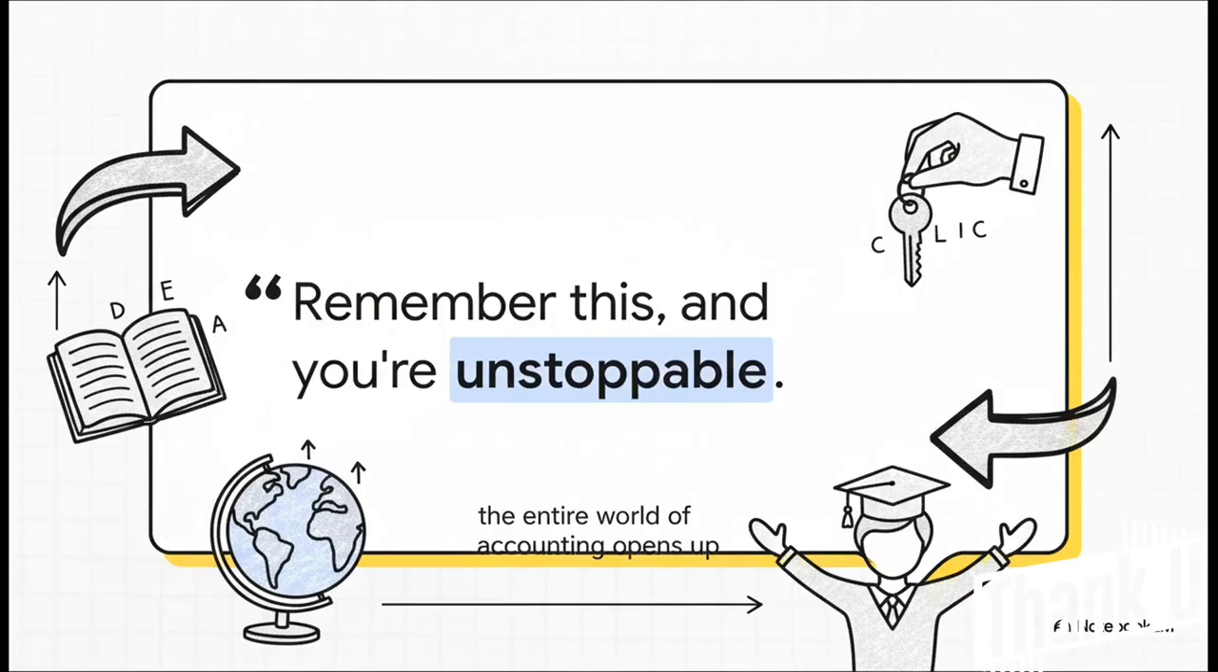And honestly, that's the key. Once you know that debit means left, credit means right, and you've got that DEAD CLIC rule in your back pocket, the whole world of accounting just opens up. You're not just memorizing rules anymore, you're actually understanding how it works. And with that understanding, you really are unstoppable.